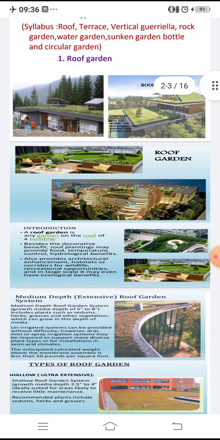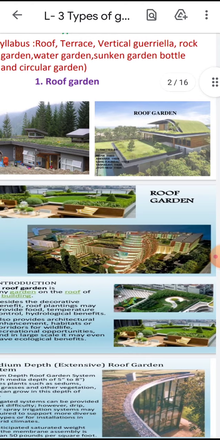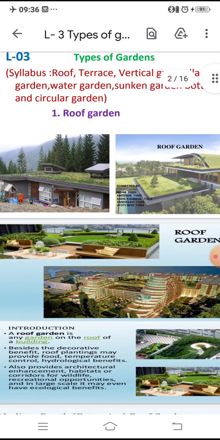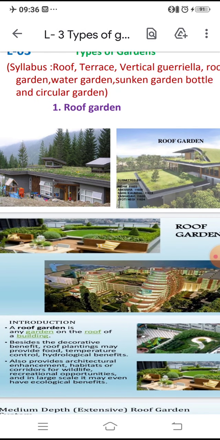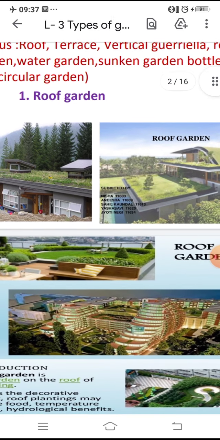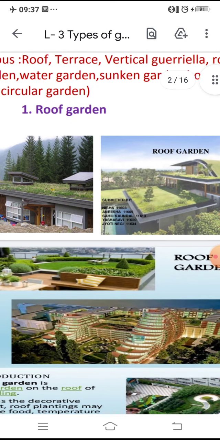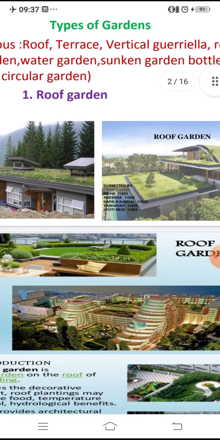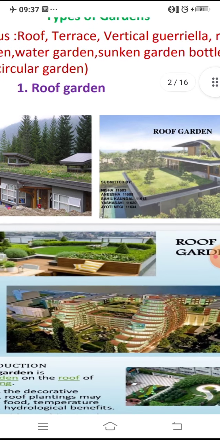Here you are observing nice pictures of the home terrace. Terrace means the upper part of the home. Generally in foreign countries, and now in our well developed cities like Mumbai, Kolkata, Chennai, Hyderabad, and Bangalore, such developments are there. So this is the first type, the roof garden. You are observing good photographs of it.